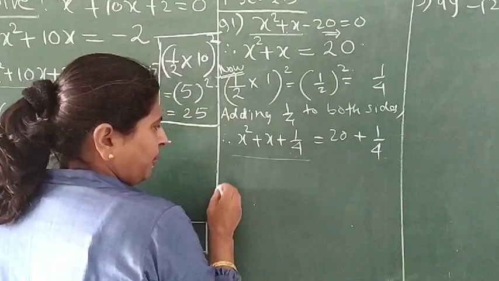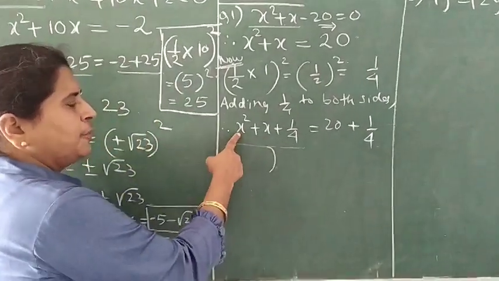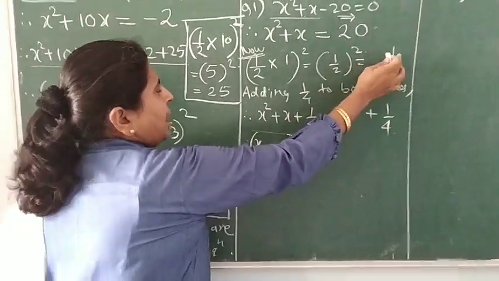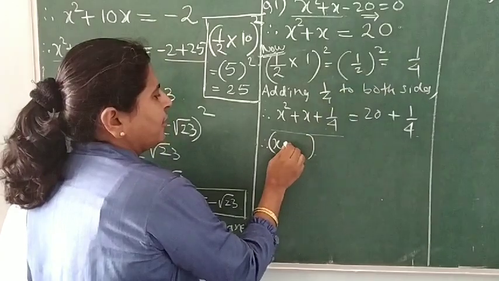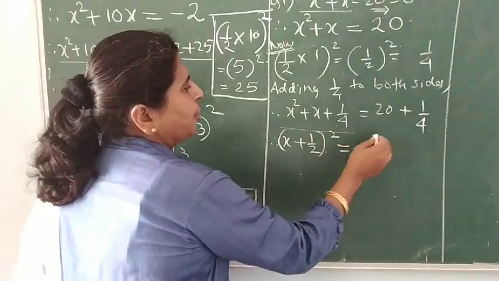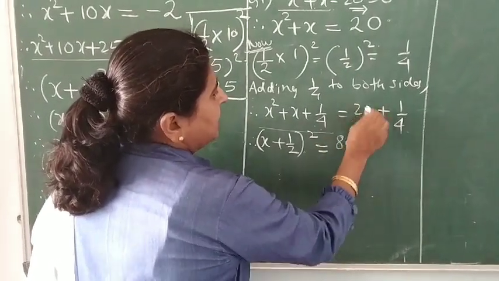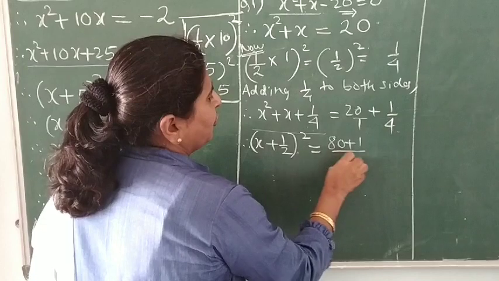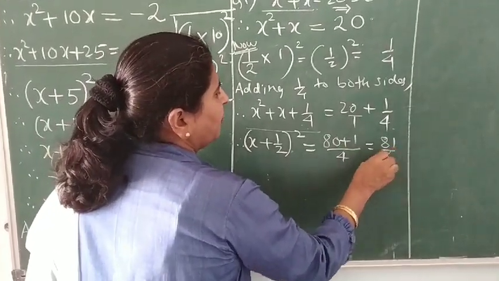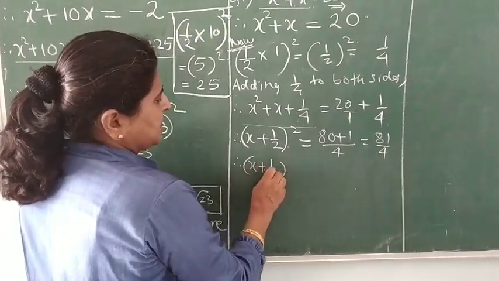Now this is a trinomial. This trinomial is a perfect square of which binomial? Again, come to the tip. This is in x, so write x. And what is here? Half. 1 upon 4 is the square of half. So write here plus half, its square. And here you have to add this: 20 is 80 upon 4, plus 1 upon 4. We have made the denominator equal to 4. Now 80 plus 1 is going to be 81 upon 4. Now this is a perfect square of this binomial x plus half.